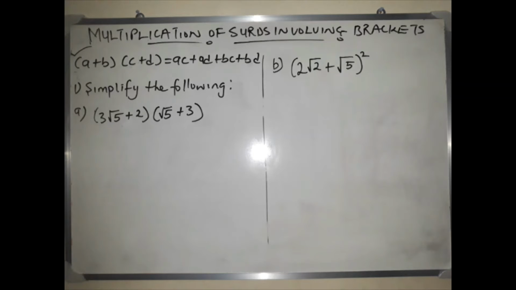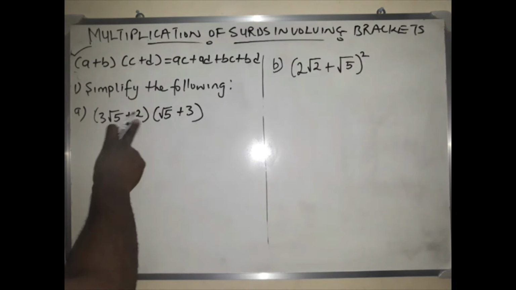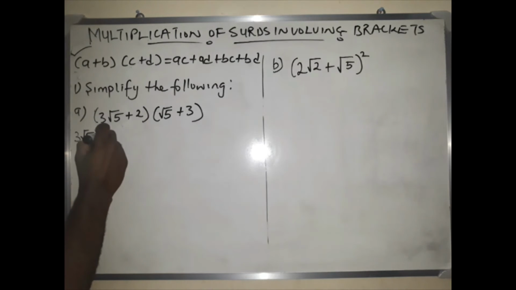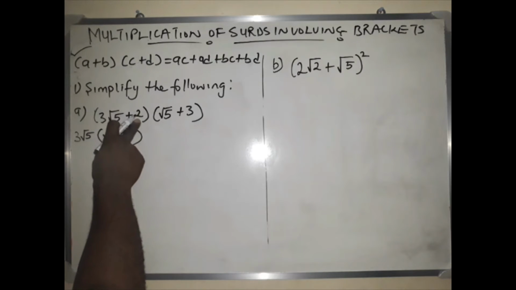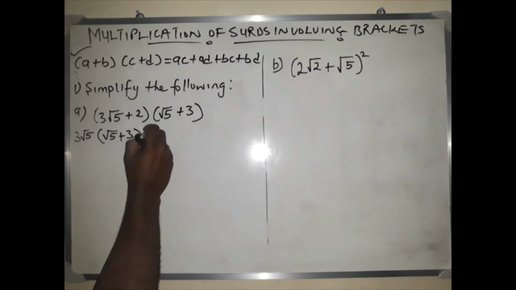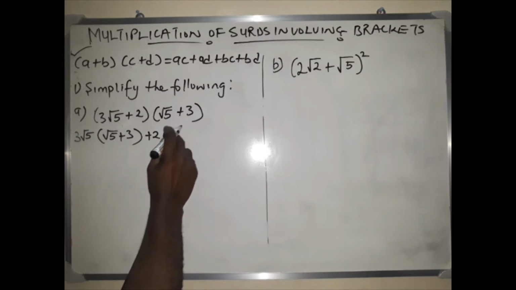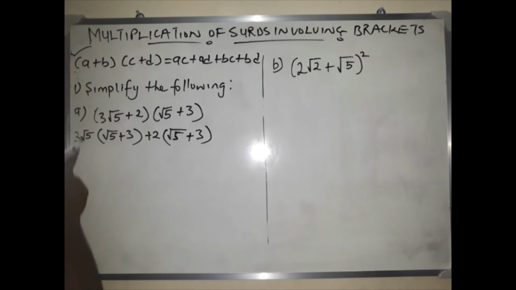So what I'm going to do is take this first surd, 3√5, and multiply everything here. Then I'm going to take plus 2 and also multiply everything here. So it's going to be something like this: 3√5 times (√5 + 3) in brackets. Now I'm going to say plus 2. If it was minus here, I would say minus 2, but since it is plus, I'll say plus 2, multiplying everything in the second bracket, (√5 + 3).